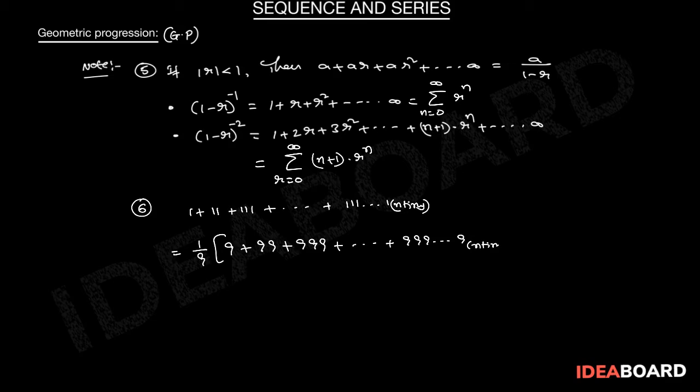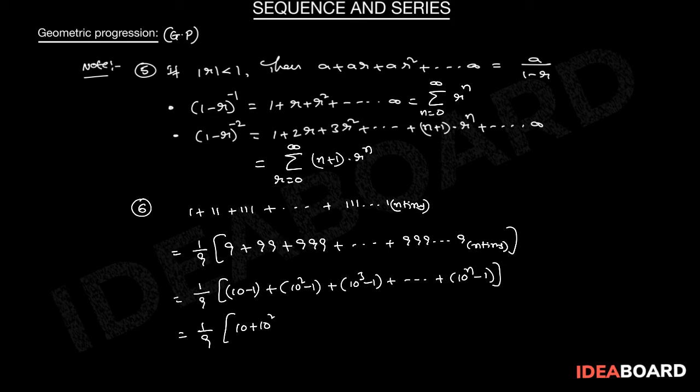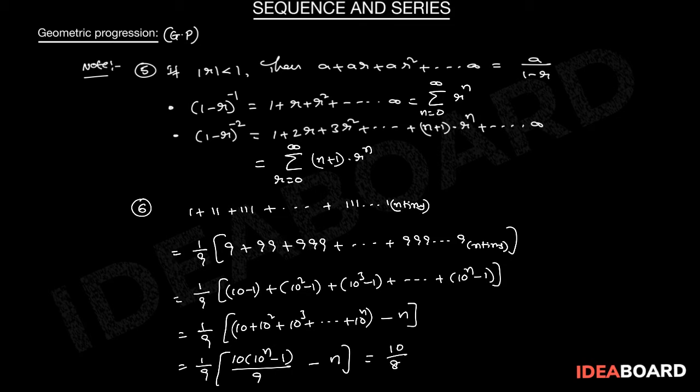9 is repeated n times, that equals 1 by 9 into (10 minus 1) plus (10 square minus 1) plus (10 power 3 minus 1) plus and so on plus (10 to the power of n minus 1), that equals 1 by 9 into (10 plus 10 square plus 10 power 3 plus and so on plus 10 to the power of n) minus n, that equals 1 by 9 into [10 into (10 to the power of n minus 1) by (10 minus 1)] minus n, that is 9 minus n, that equals 10 by 81 into (10 to the power of n minus 1) minus n by 9.